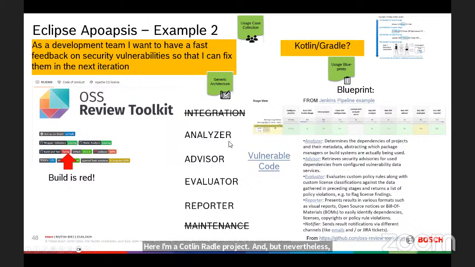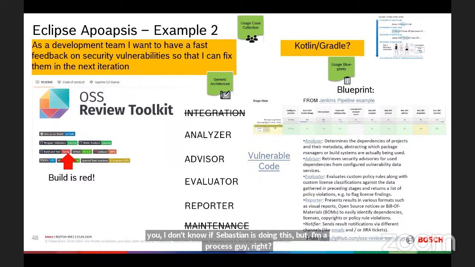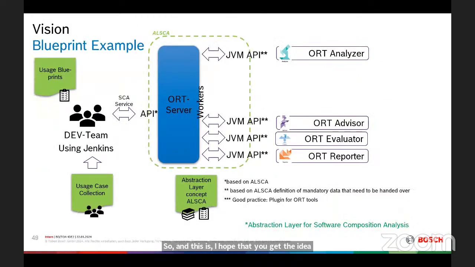And so you can see, I also have an analyzer to identify my SBOM, advisor. Here we do not use the NIST directly, but vulnerable code from NextB, evaluator and reporter, and even a notifier that I can use then to update here my build information. I don't know if Sebastian is doing this, but I'm a process guy, right? So, I hope that you get the idea from this.